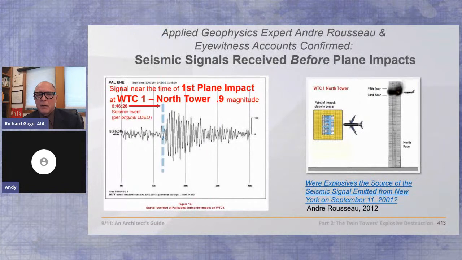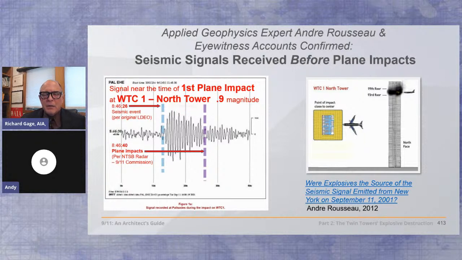Okay, it makes sense. But let's look in a little more carefully. The seismic event occurs at 8:46 and 26 seconds that morning, but the planes don't impact until 14 seconds later. So how can the plane impact cause the seismic event 14 seconds earlier?